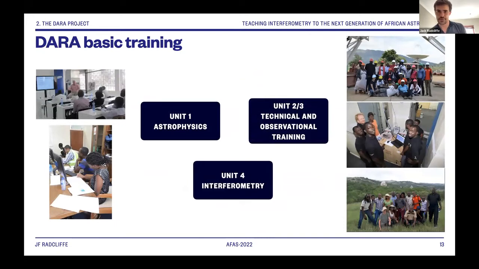What I'm going to talk about today is mostly the basic training. This comprises an astrophysics unit, and I've got some pictures on the left. There's Peter Wilkinson from Manchester. I think this is in the first iteration. Then we have an on-site technical and observational training. And then we have the final unit, which myself and Rob Beswick generally coordinated, and that's the interferometry unit. That's what I'm going to concentrate on in this talk. I won't encroach onto Melvin's talk too much.